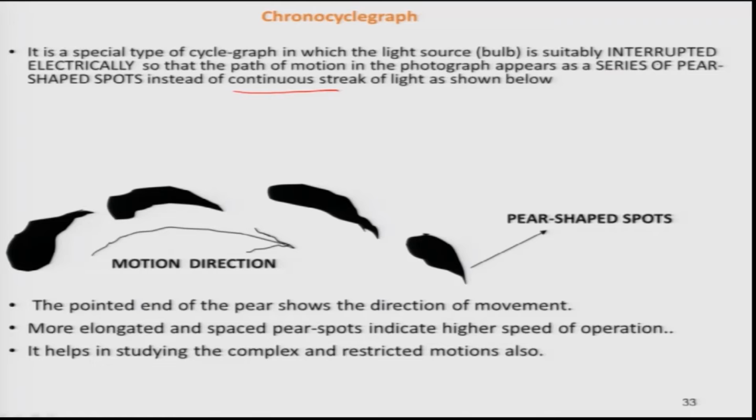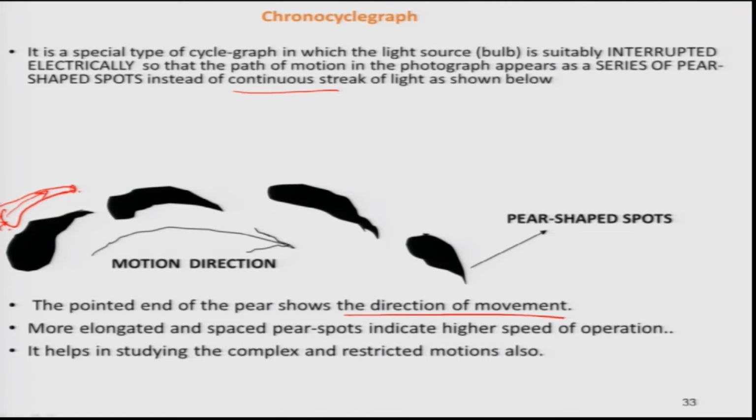The light source is suitably interrupted electrically, so that the path of the motion in the photograph appears as a series of pear-shaped spots. The point of the pear shows the direction of movement. Suppose this is the actual shadow light, so this is the pointed direction. It shows where you are moving your hand from and to.